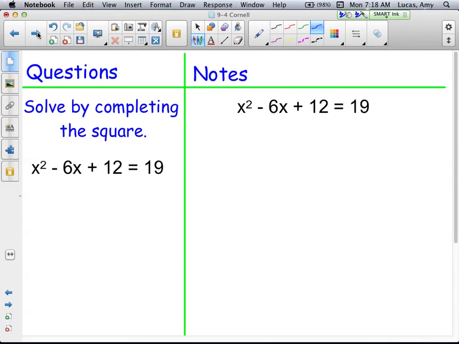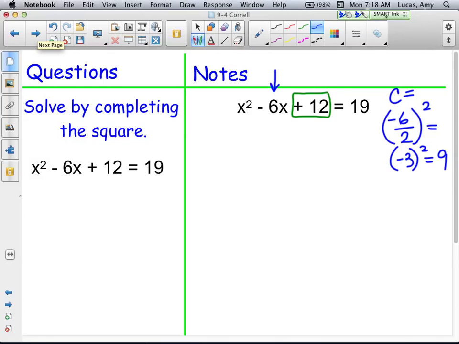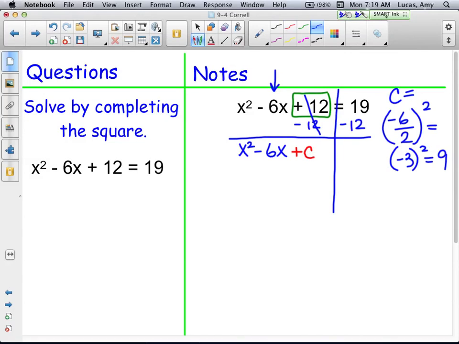Our next example, I'm going to start out with this -6 and just show you why the 12 isn't going to work for us. So I'm going to square it. So -6 divided by 2 is -3. -3 squared is 9. So I need c to be 9. So that means I'm going to get rid of this plus 12. So subtract it on both sides. x squared minus 6x. And 19 minus 12 is 7.